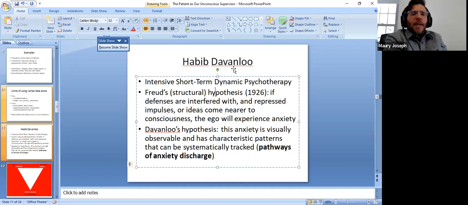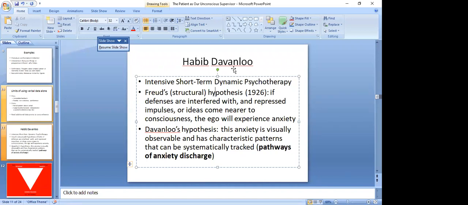So Davanloo adds to this hypothesis. Freud's hypothesis is if defenses are interfered with and or repressed impulses and ideas come nearer to consciousness, the ego will experience anxiety. Davanloo's hypothesis is that this anxiety will be visually observable, it's going to have characteristic patterns, and we're going to be able to track it systematically in session. And he called this the pathways of anxiety discharge.